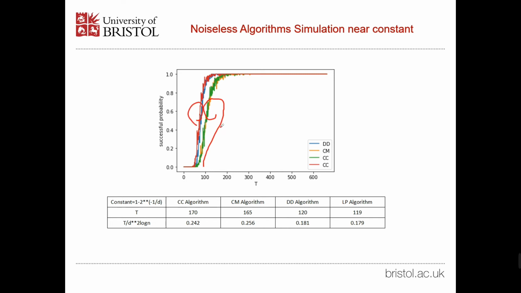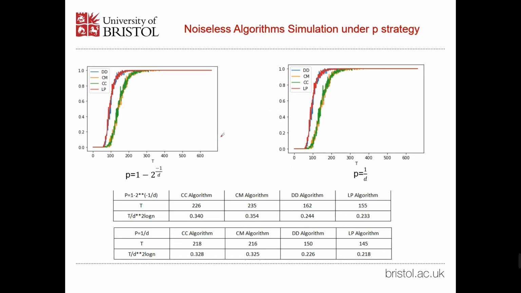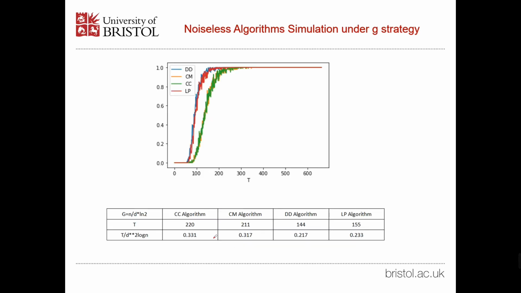The near constant strategy algorithm performed the best compared to the other two strategies, requiring fewer tests to achieve 99% recognition accuracy. And we also found that the LP algorithm performed the best under the P strategy and the near constant strategy. And the DD algorithm performed slightly better than the LP algorithm under the G strategy. You can see this.